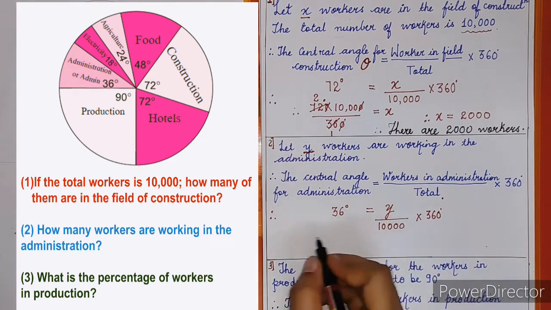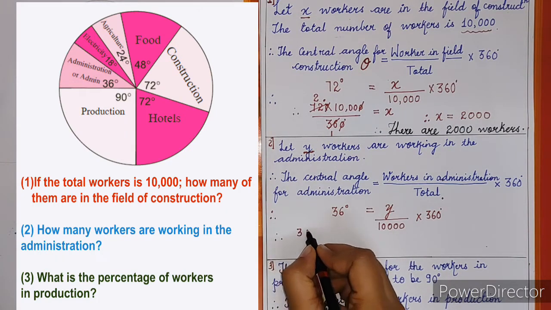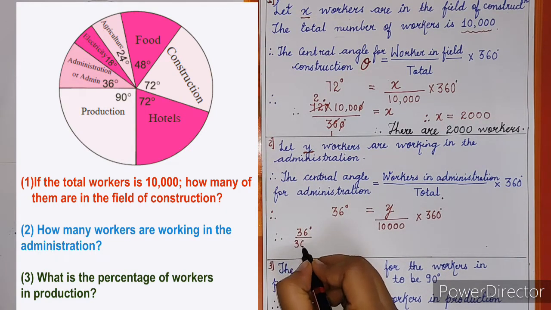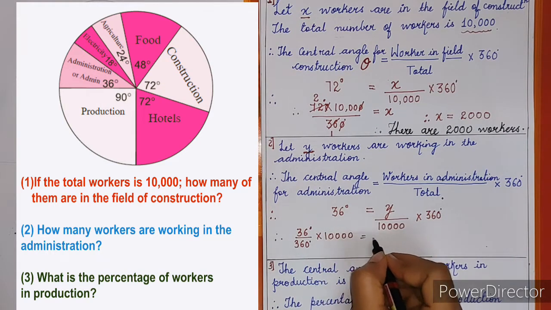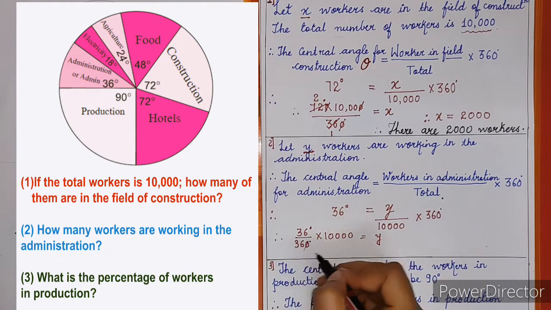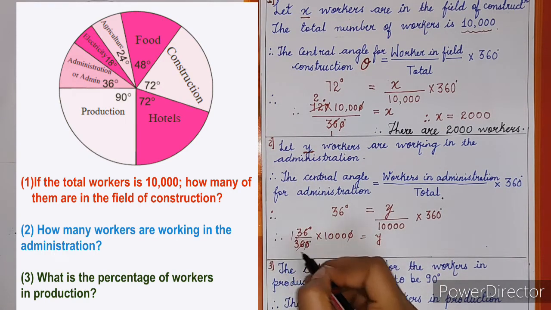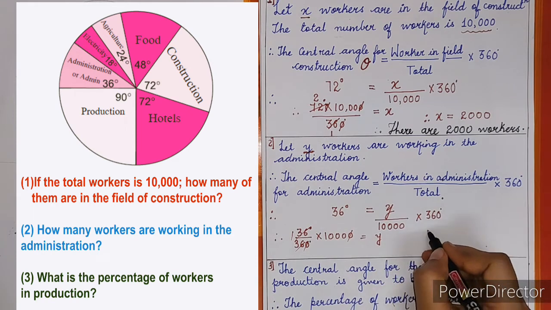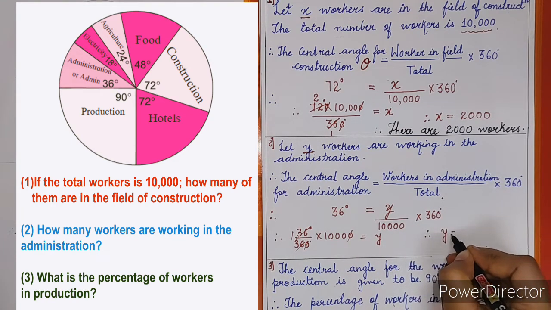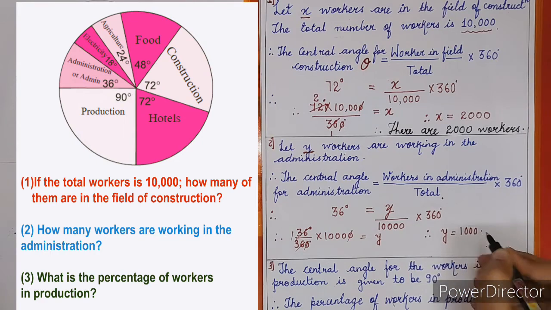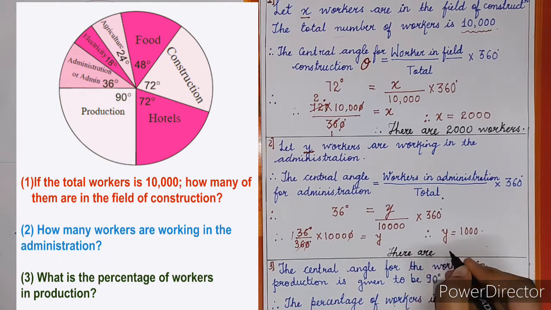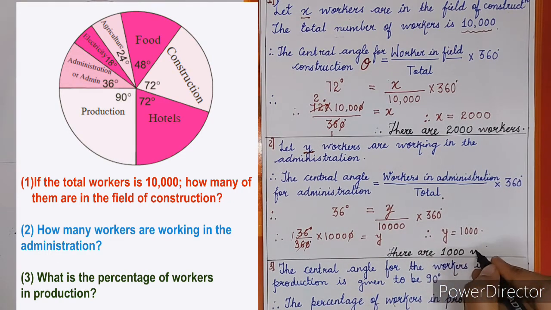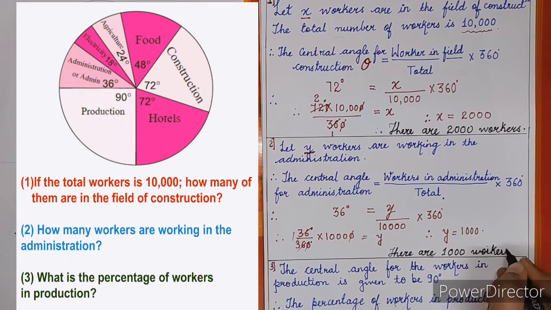So we have to find Y. We will take all the numbers to the other side. 36 degrees upon 360 degrees into 10,000 equals Y. So it is 1 once 1, and 1 multiplied by 1000 is 1000. Therefore the value of Y is 1000, which means there are 1000 workers working in the field of administration.